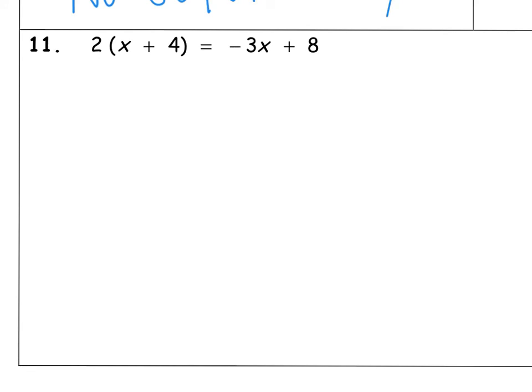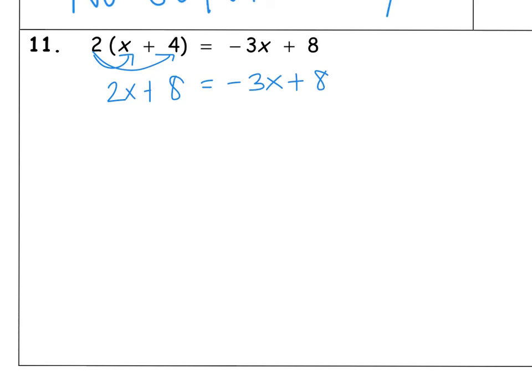So to start off with, first step is always what? We always want to see if there's any distributive property, and there is. So we can start by distributing. 2 times x is 2x, plus 2 times 4 is 8. On the right side, there's nothing to simplify, so I'm just going to bring down what we have.